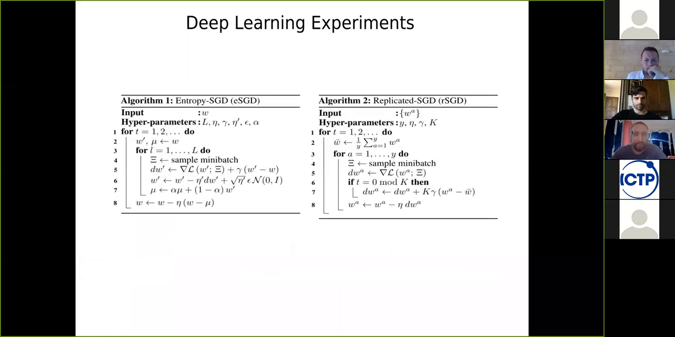So we have two very simple algorithms. Sorry, I'm just checking the time because I'm not sure how much time I have left. You have a minute roughly.